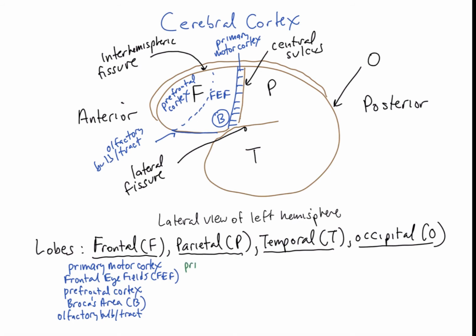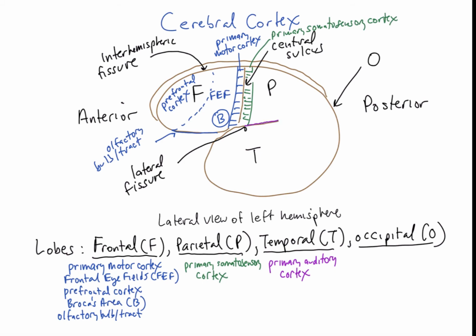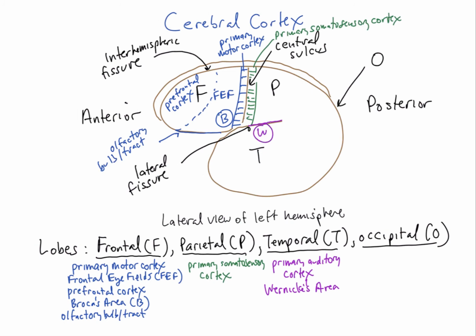Now, if we look at the parietal lobe, this has the primary somatosensory cortex located right there, where all your somatosensory information comes in. And then we also can look at the temporal lobe, which has the primary auditory cortex, where all your auditory information comes in. It's located right about there. We can also add Wernicke's area, which is the language comprehension area, which is usually on the left side, located right about there in the temporal lobe.